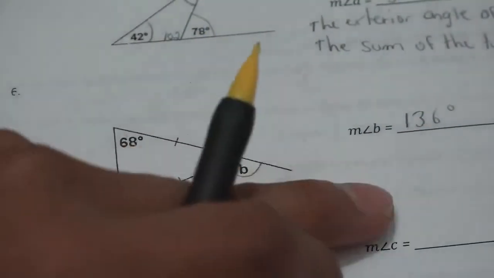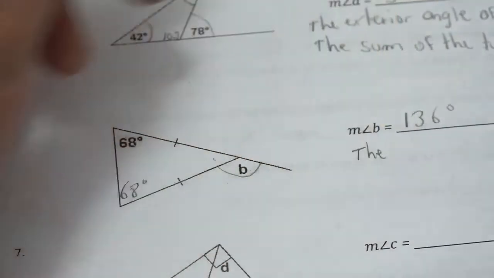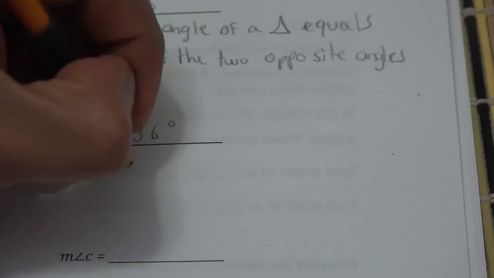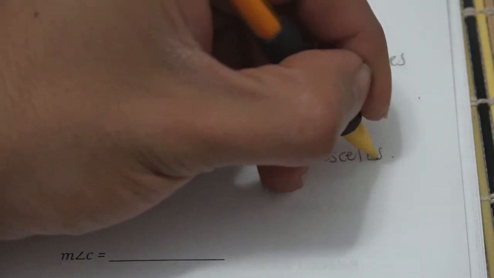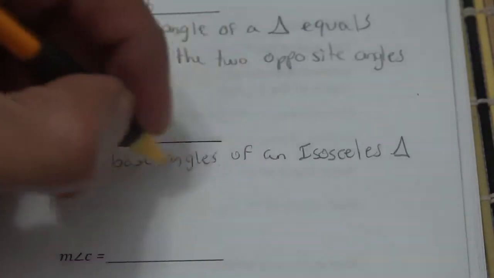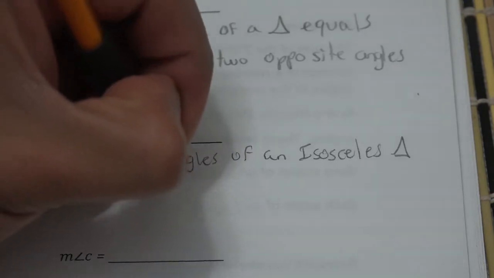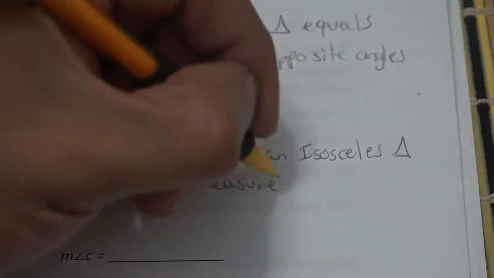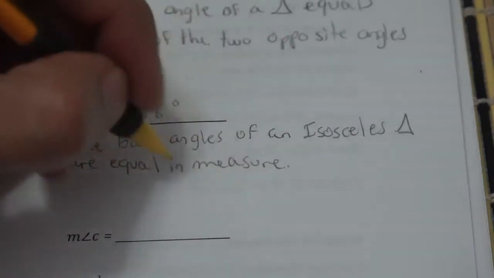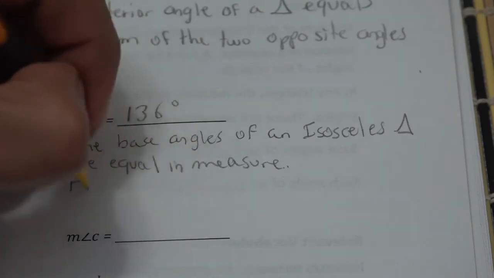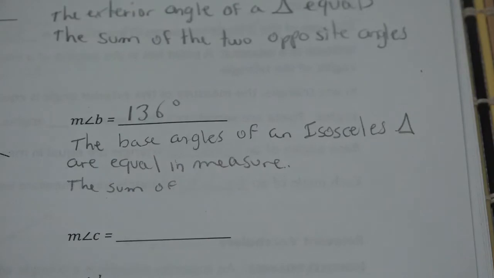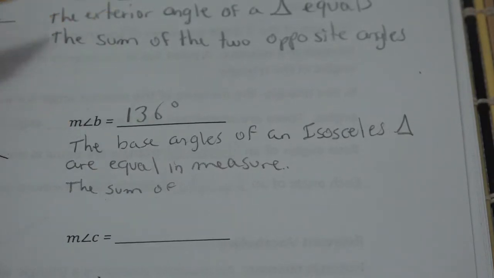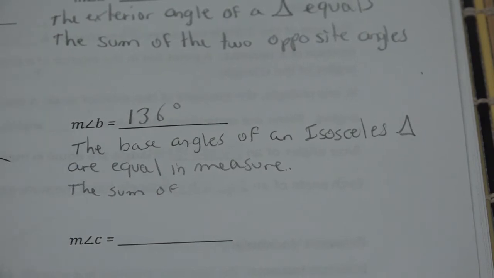Okay, and the justification. Well, first we figure out that it was an isosceles triangle. So what we're going to write is that the base angles of an isosceles triangle are equal in measure. Okay, and then what concept did we use? I use the concept that the exterior angle of a triangle equals the sum of the two opposite angles.